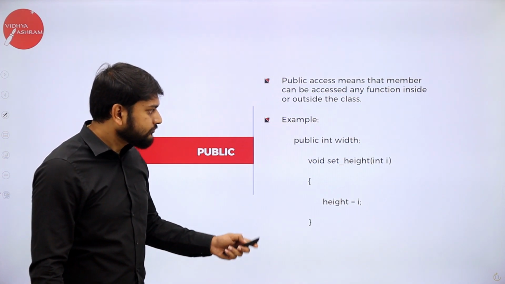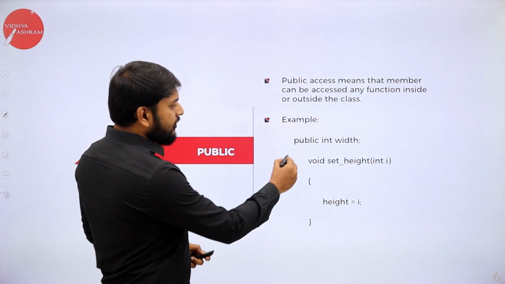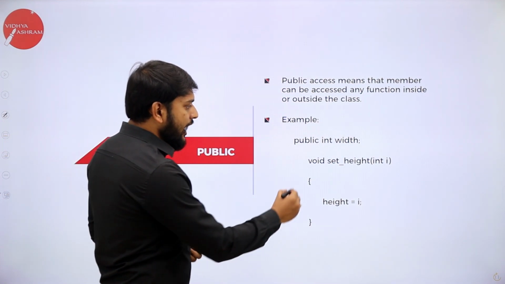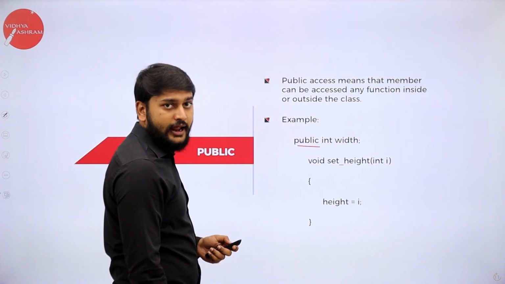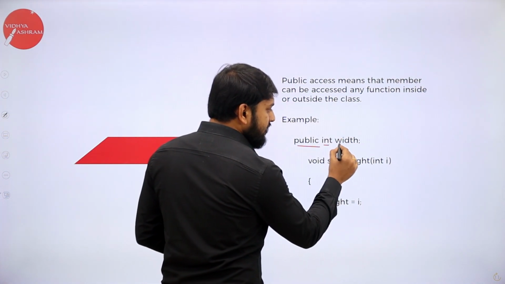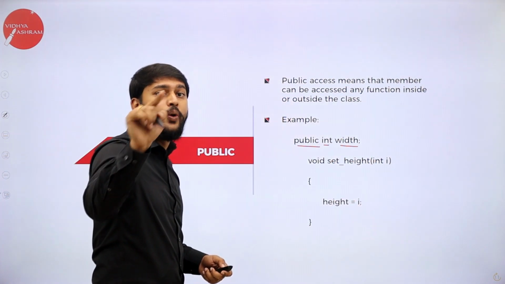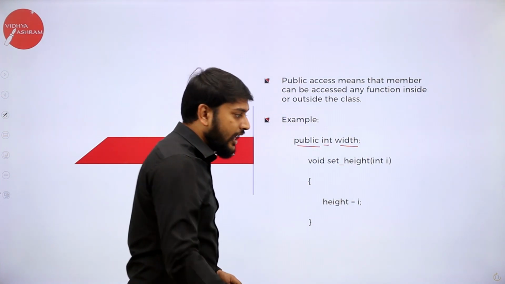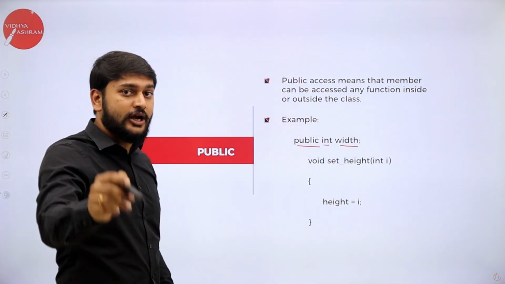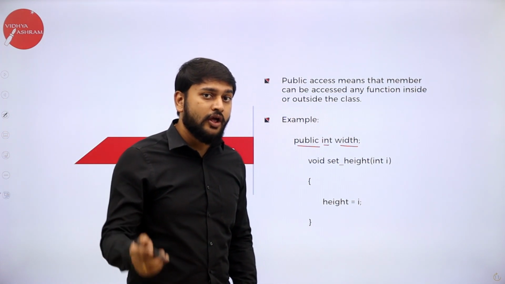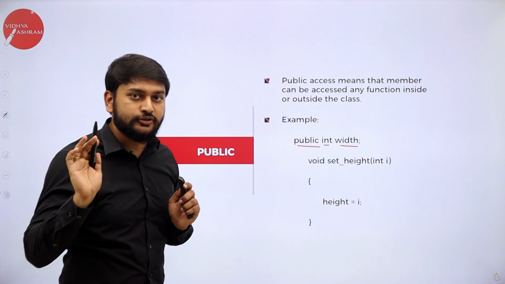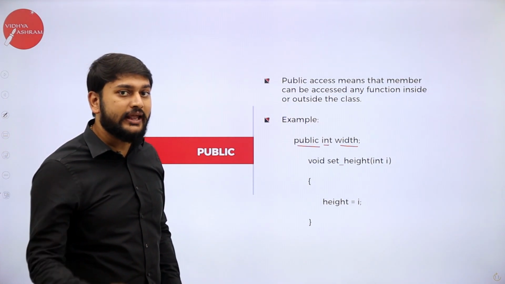They have given an example here. Suppose I want to declare a data member, what is the syntax? I have to use the keyword public, and then a data type, what type of variable you want to create. I am using int, and the name of the variable is width. I am creating a variable of type int, and the access specifier for that variable is public. What is the meaning of it? Width can be accessed inside the class and outside the class also. That is the meaning of public int width.